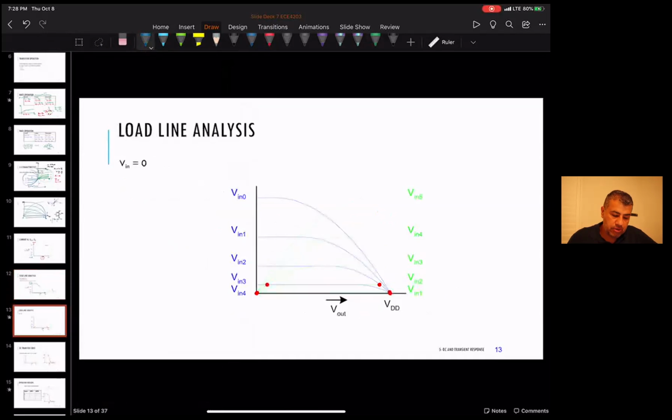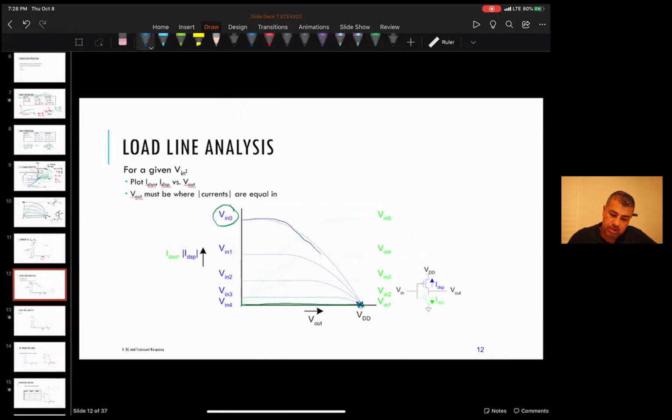So if you do sort of a, let me see if this has an animation built in here. If I can get it to play.